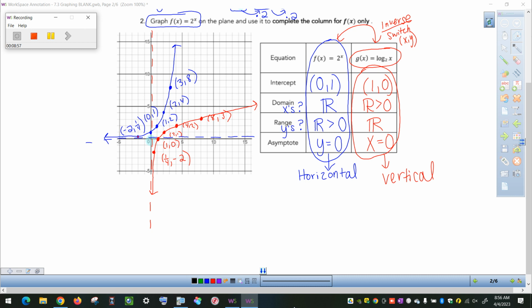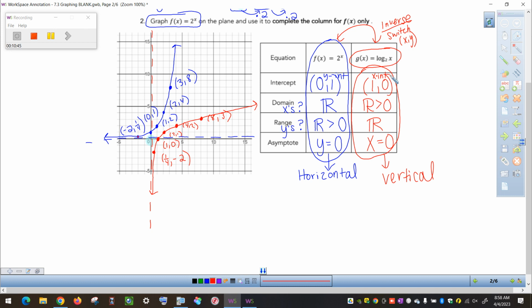So when we take a look at how we have filled in the other pieces, notice how everything has just switched. The y-intercept becomes an x-intercept because (0, 1), when you switch the points, becomes (1, 0). So we used to have a y-intercept on the graph of the inverse, on the graph of log. It turns into an x-intercept.